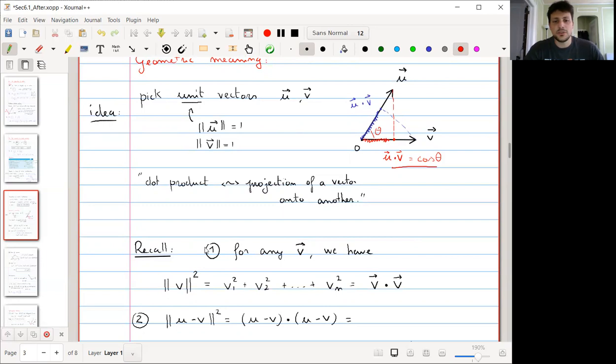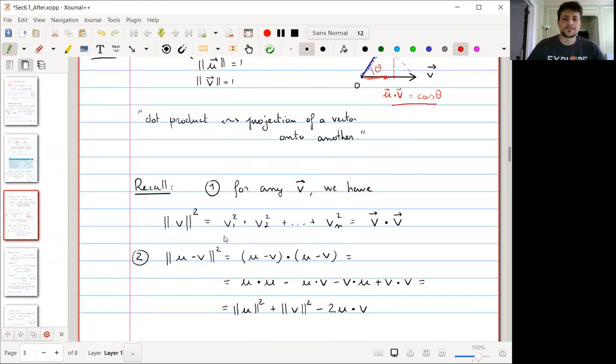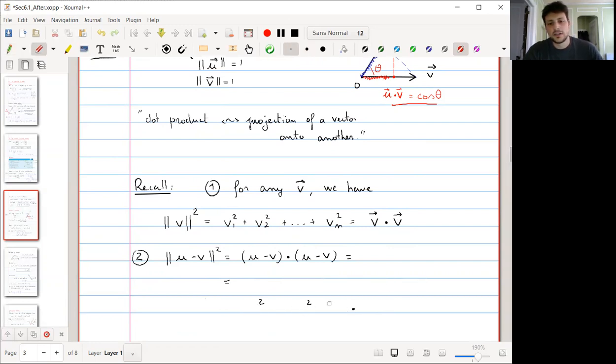I want to remind you of this property 1, which I guess was property A in the table. The square of the norm of a vector is the same as dotting the vector with itself. So now I will compute the norm of the distance between U and V. And if you compute that, you see the following result. Let's just do it together. The square of the norm of U minus V is U minus V dot U minus V.